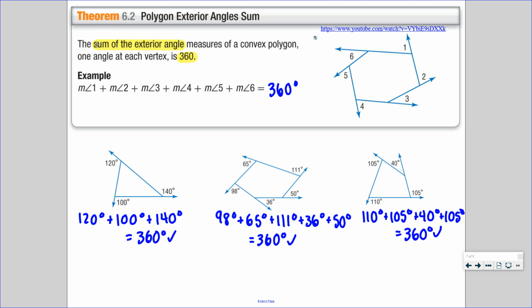Okay. This is arguably even easier than finding the interior ones. It doesn't matter how many sides there are. It doesn't matter how many angles there are. The exterior ones are always going to total 360. All right, here's a little visual.